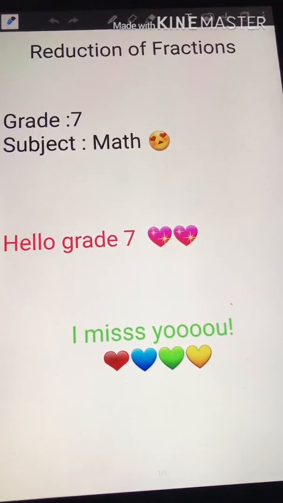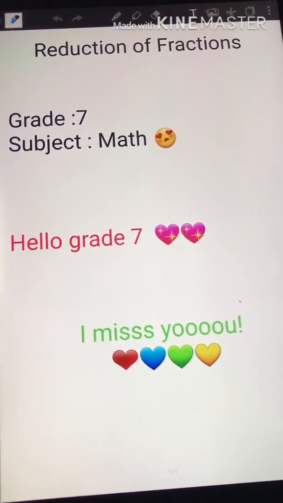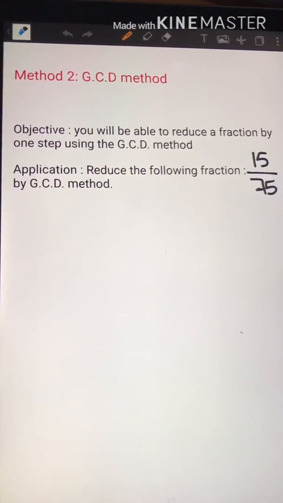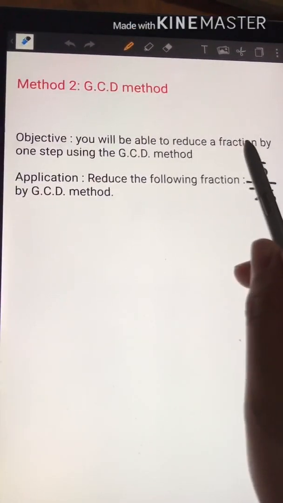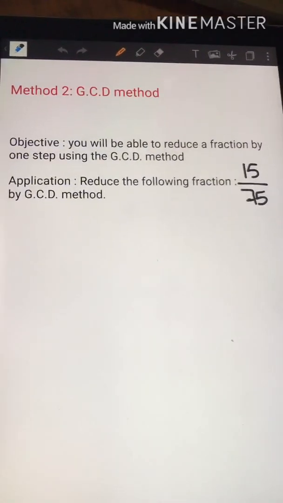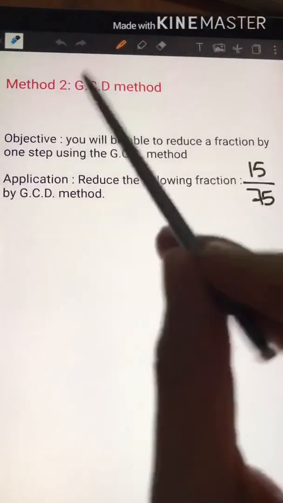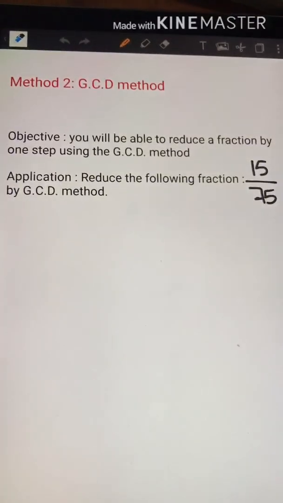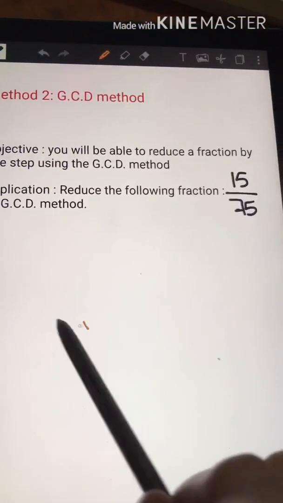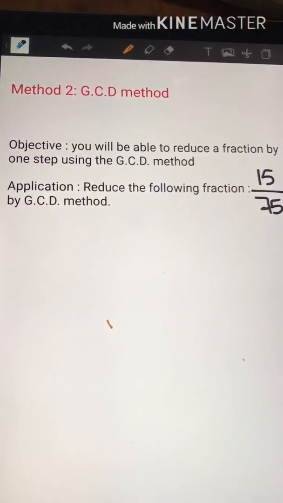Today we are going to continue our lesson, which is reduction of fractions. The objective of today is to reduce a fraction by one step using the GCD method. So today we are going to talk about the second method, method 2, which is the GCD method, to reduce this fraction in just one step. How? By the GCD method. Let's see.